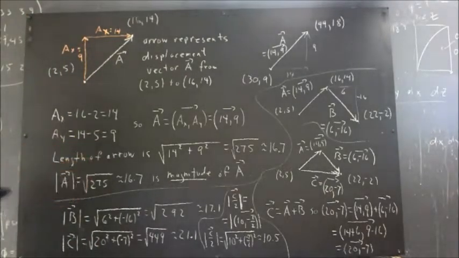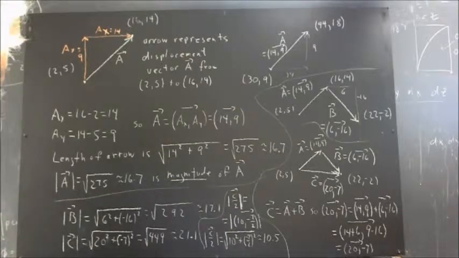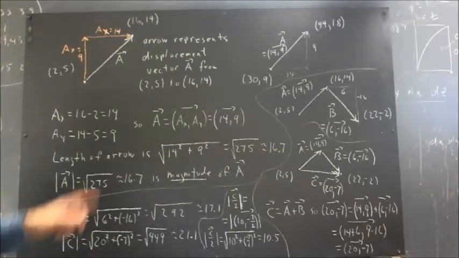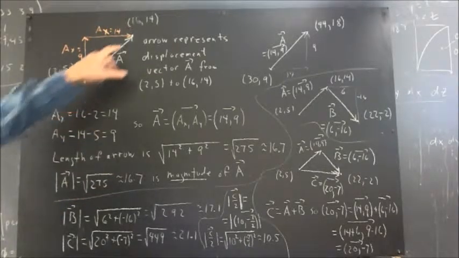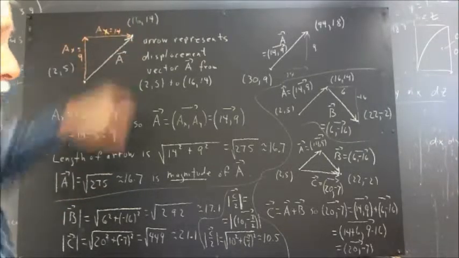There are many other kinds of vectors. We'll see at least one other kind before we're done here. Okay, so now what's the length of this arrow? If we're going from (2, 5) to (16, 14), what's the length of this arrow?